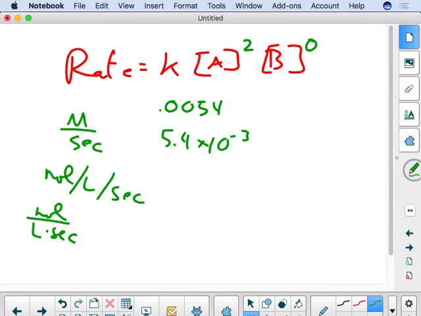Liters and seconds are both in the denominator there. I'm going to go back a sec and just talk about it as molarity per second. Alright? What are the units on these things here?